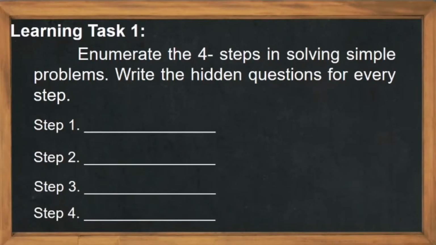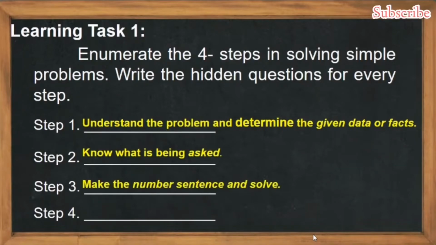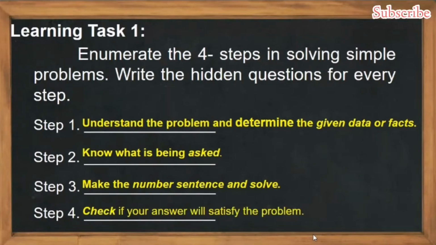We already discussed this last week. We have here: understand the problem and determine the given data or facts. What are given? What are the numbers given? For step number 2, we have to know what is being asked in the problem. For step number 3, make the number sentence and solve. And for the last step, you have to check if your answer will satisfy the problem.